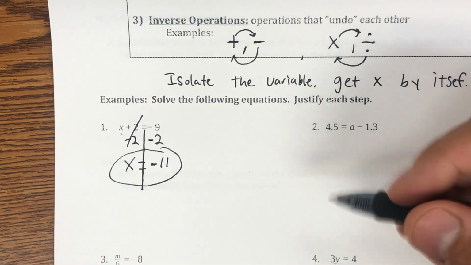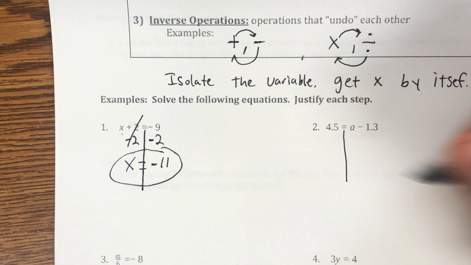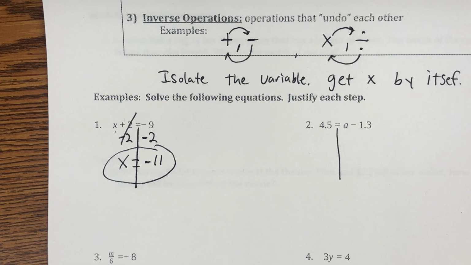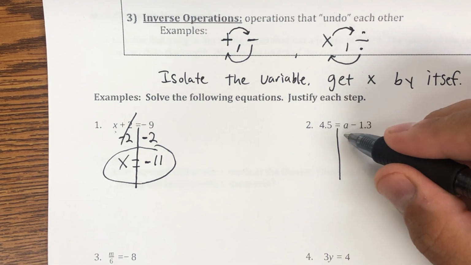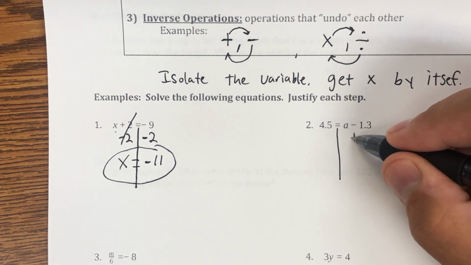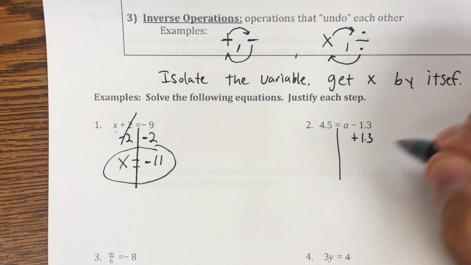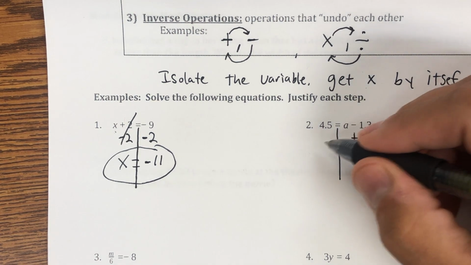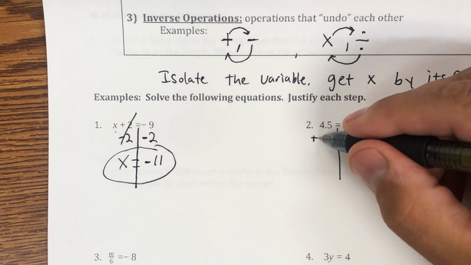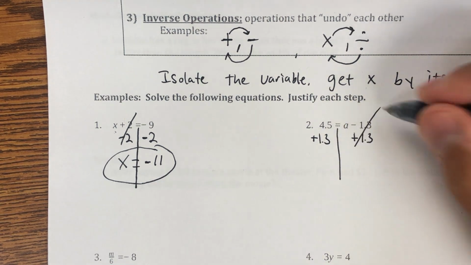Example 2. Again, I'm going to draw a line so I can see what's on the left, what's on the right. Left is just 4.5. On the right is a negative 1.3 and an a. So for me to isolate the a, I have to move the negative 1.3. The opposite of minus 1.3 is to add 1.3. If I do it to the right side, I also have to do it to the left side. So I'm going to write down what I'm doing. Plus 1.3, plus 1.3 cancels off.